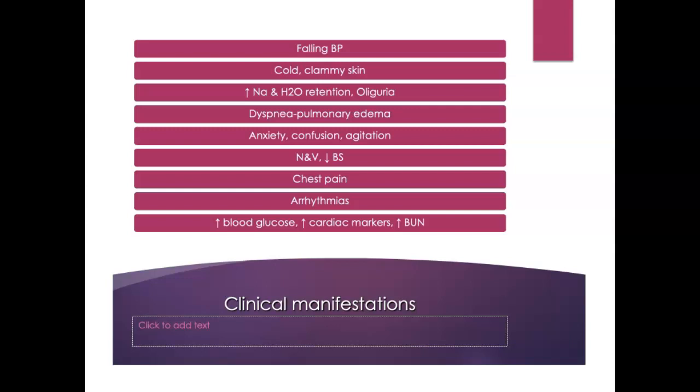You're likely to see an increase in blood glucose because the body's under stress, so it's trying to produce more sugar to fight. Cardiac markers could be even further increased from what they already are, maybe from after having an MI, they're already increased. They could be further increased, and you're going to have an increase in your BUN and your creatinine because of your renal system.